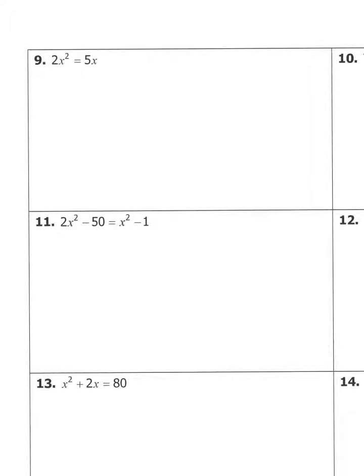Okay, so starting with this page, these are going to look a lot different than the first 8. And the reason is they are no longer solved for 0 for you. So you're going to have to get 0 on one side. So remember, always move everything towards the side where your x squared term is going to end up positive. So for instance, for 9, we're going to move this 5x to the left by subtracting it.